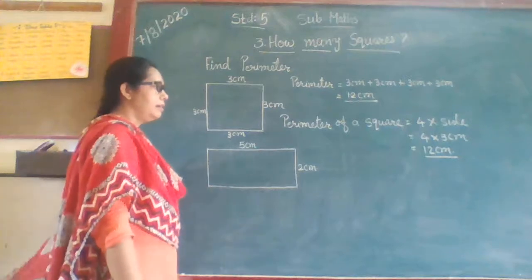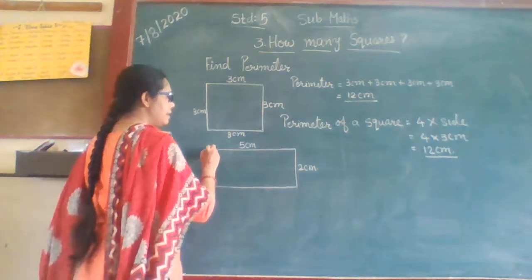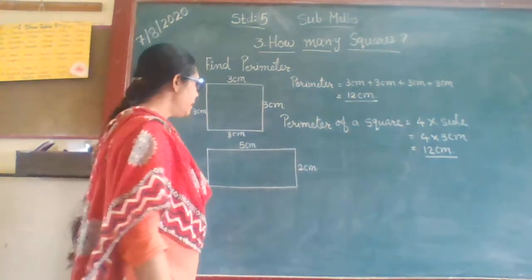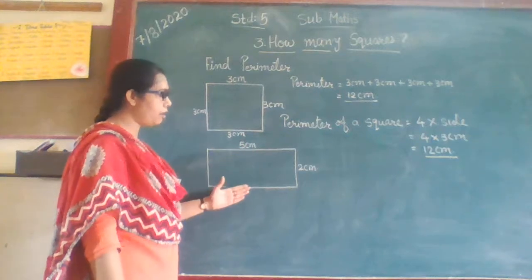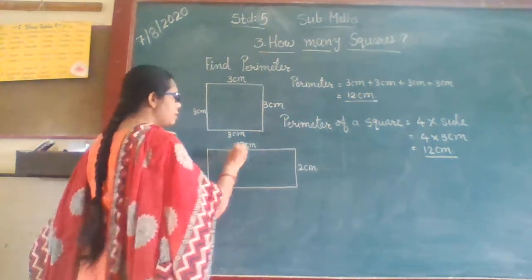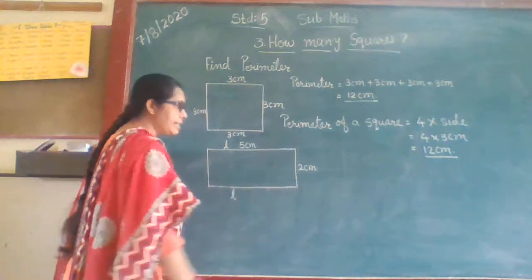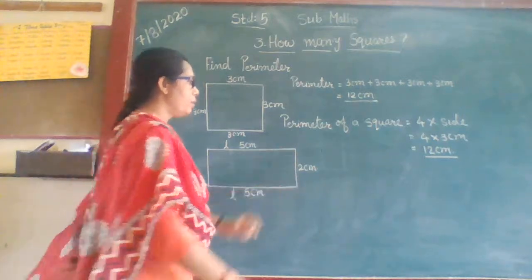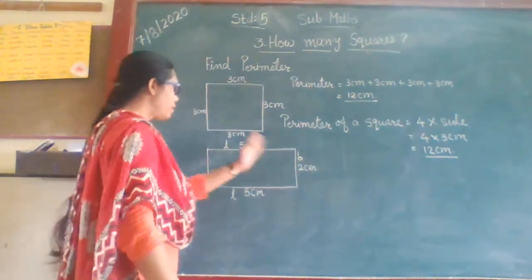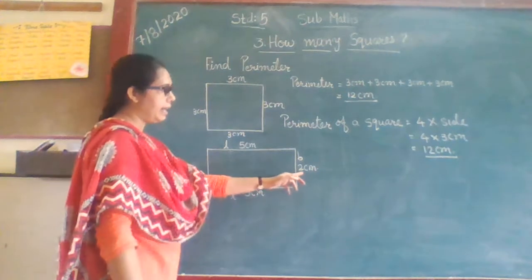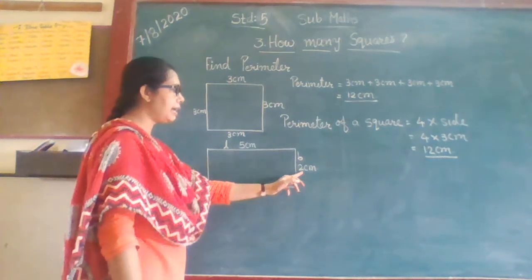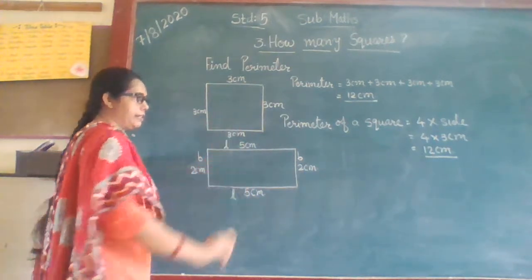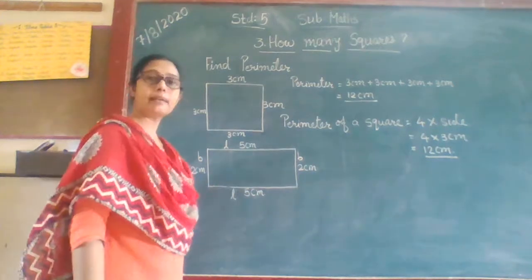Now rectangle. A rectangle is given to us and this is the length of the rectangle and this is the breadth of the rectangle. Dear students, we know that in a rectangle opposite sides are equal. So this one is length, this one is also its length and it is 5 centimeter. Here 2 is breadth. So its opposite side is also breadth, and if this breadth is 2 centimeter, its opposite side is also 2 centimeter.